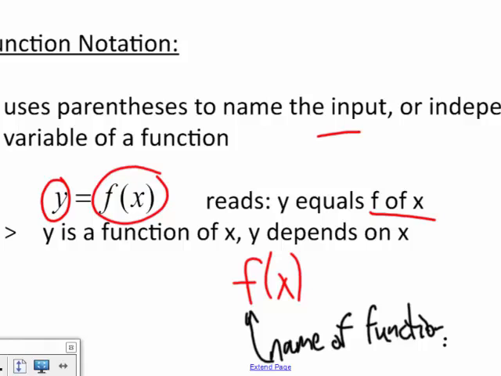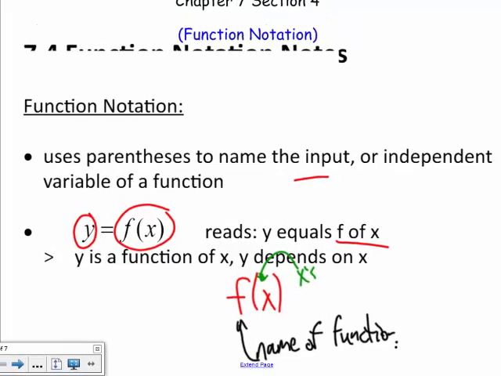So I can name it anything. I can name it f, I can name it g, I can name it h, I can name it all kinds of things. It doesn't really matter. That's just the letter that represents the function. And what's inside of here says that it's made up of x's. So the expression is going to have x's in it. So let's take a look at an example where this is going to make more sense.